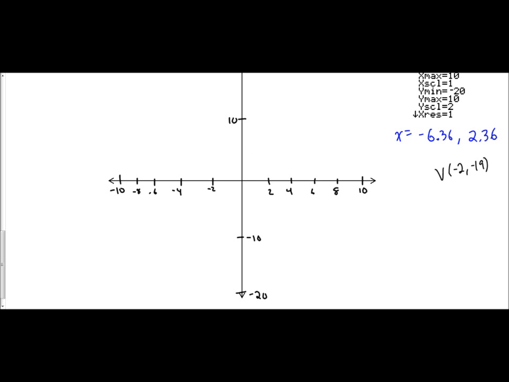My zeros, I'll use green, we're at negative 6.36. So we're going to approximate it right here. And positive 2.36. So we're going to approximate it right here. My vertex, I'll go ahead and use blue, was at negative 2, negative 19. So it's about right here. And what we do is we connect them with our U shape. Come up from the vertex and hit the 0. Come up from the vertex in the other direction and hit 0. And so there is a graph.